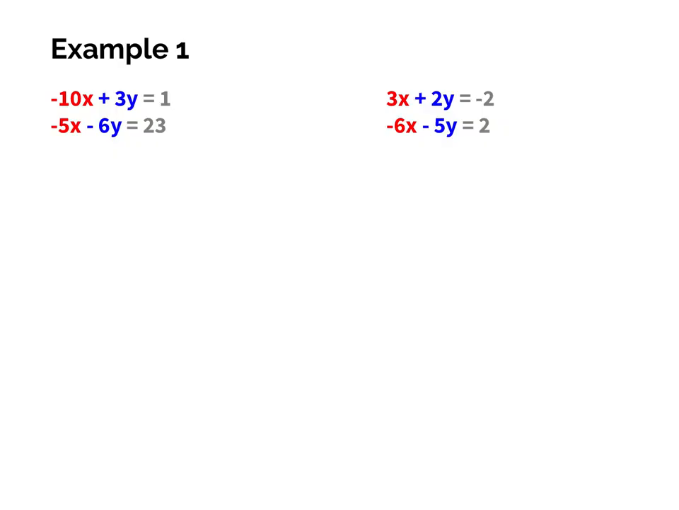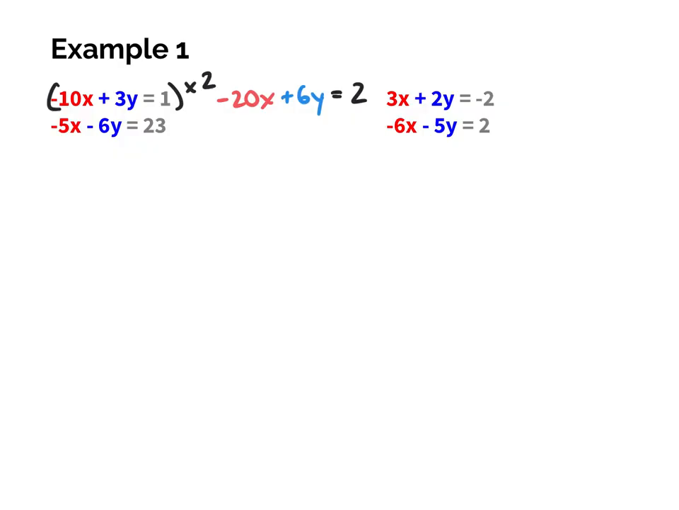If I multiply something in an equation, I have to multiply everything to make sure it stays the same. So what I can do is take this entire top equation and multiply it by 2. I'm going to double everything in the equation. Now watch what happens. Negative 10x would turn into negative 20x. Positive 3y would turn into positive 6y. And then 1 would turn into 2.